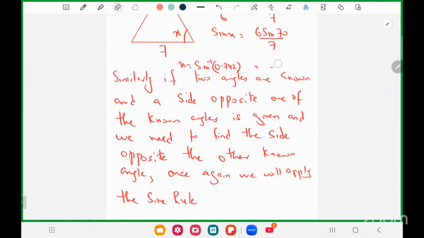I think I made a calculation error, I am doing it again. 6 sin 70 divided by 7, sin x is 0.805 and x is sine inverse of 0.805, that is 53.6 degrees.